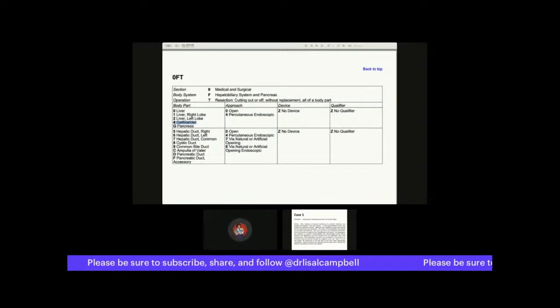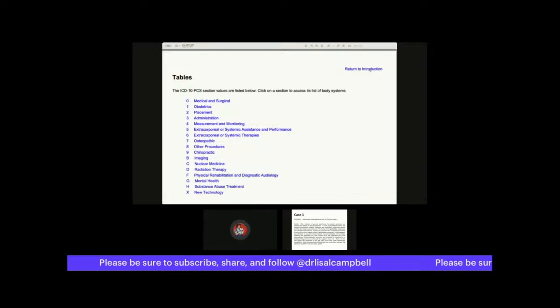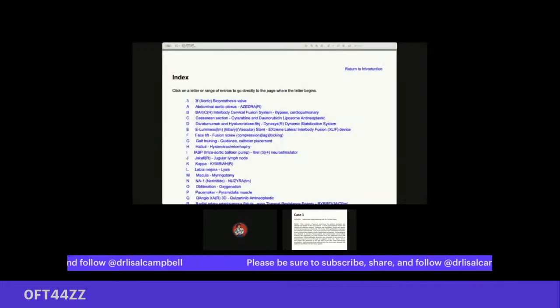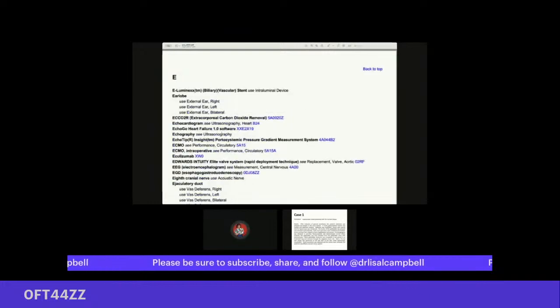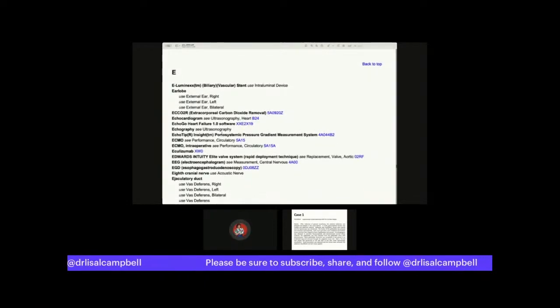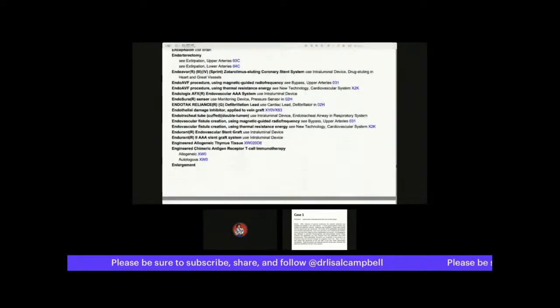4ZZ. As a reminder, in ICD-10-PCS, the letter O and I are not used so that they are not confused with 0 and 1. Now, to go back to the beginning, you click back to the top and then return to introduction to get us to the index. Then I'm going to go over to the letter E because I need to code my biopsy. And the root operation for a biopsy is going to be excision.